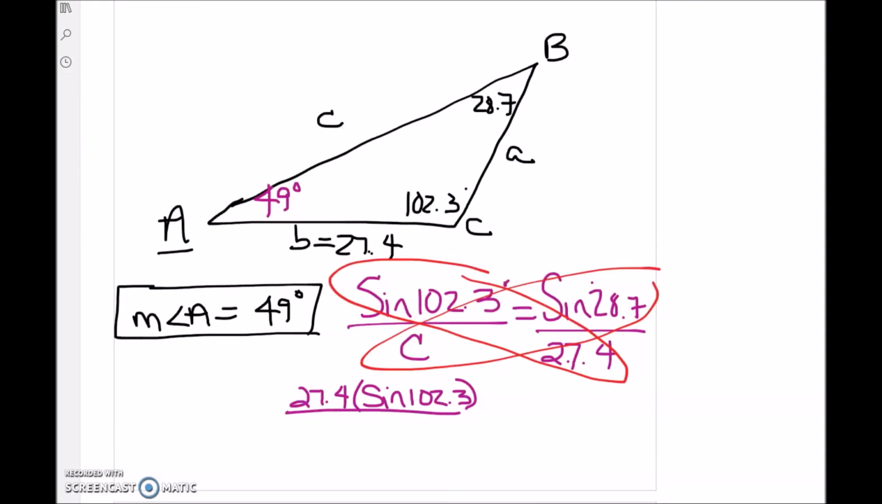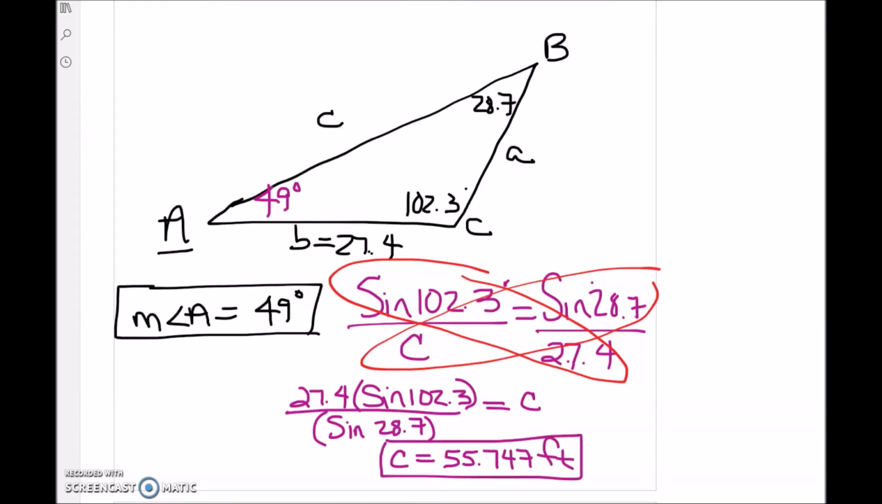So when I cross multiply, I get 27.4 times sine of 102.3 all over, I'm just going to go ahead and do this in one step here, sine of 28.7, and that's equal to C. And so C ends up being 55.747. Remember, 3 decimal places. And I was given units, so I'm going to go ahead and put my units here. Feet. And then I can go back and put this in my triangle.